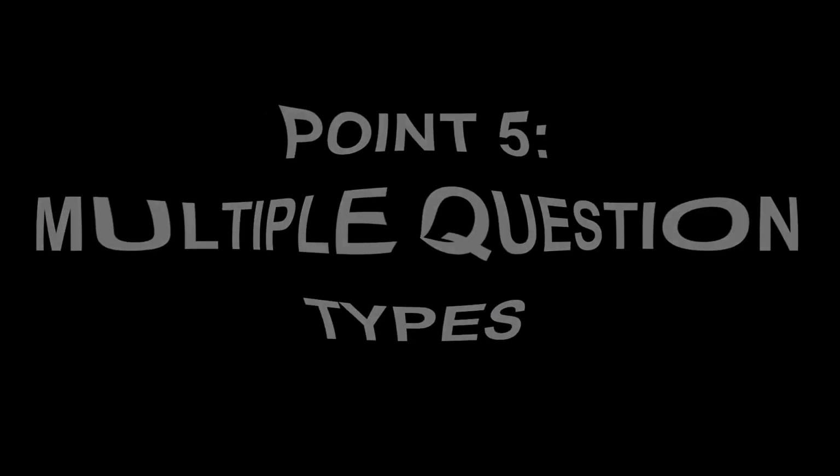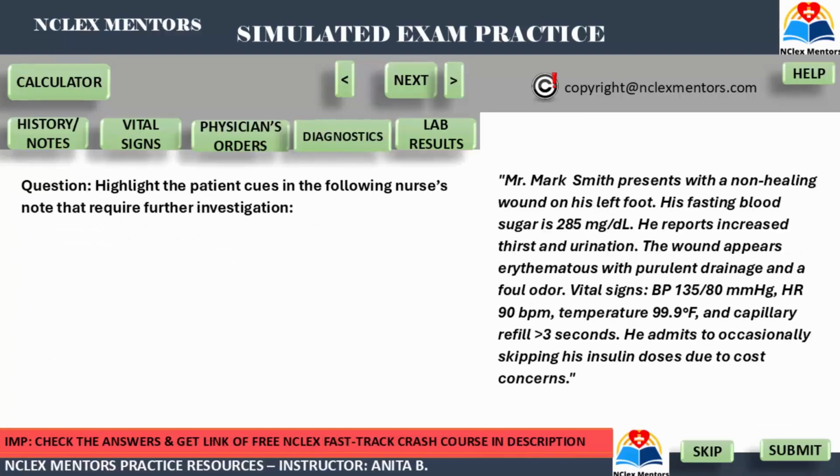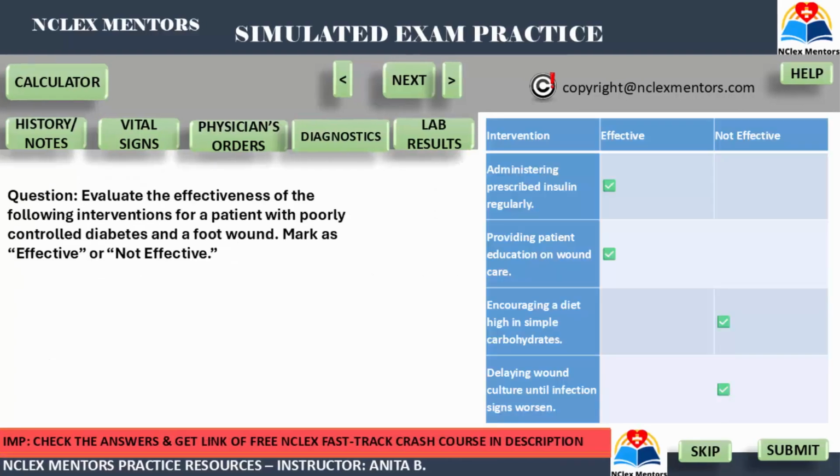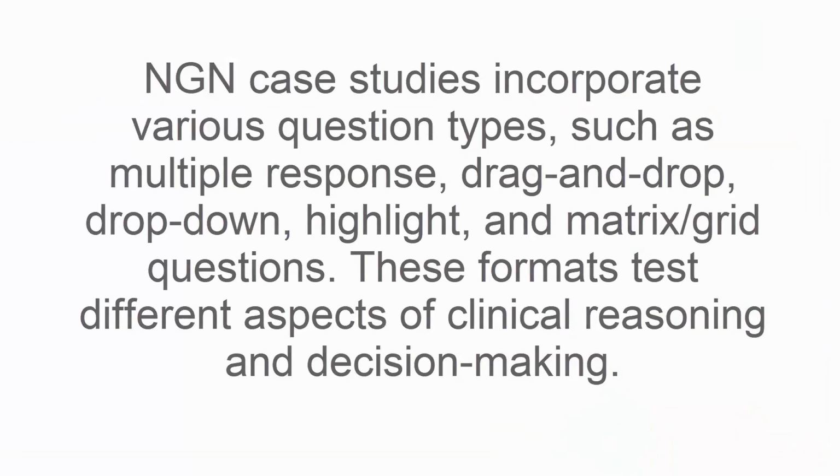Point number 5. Multiple question types. The NGN case studies incorporate various question types, such as multiple response, drag and drop, drop down, highlight, and matrix or grid questions. These formats test different aspects of clinical reasoning and decision-making.